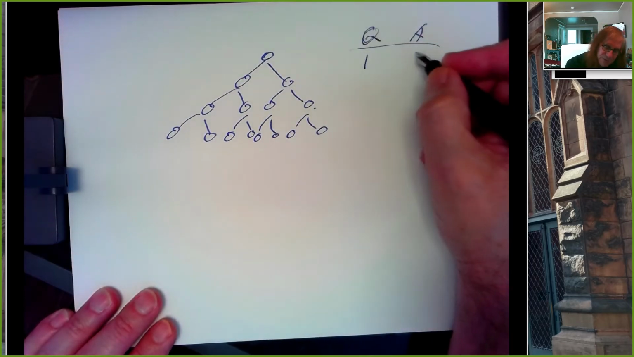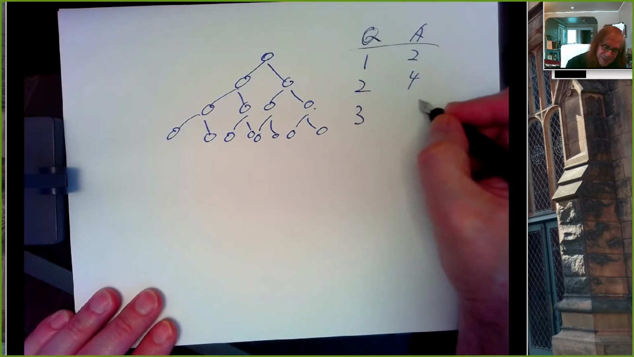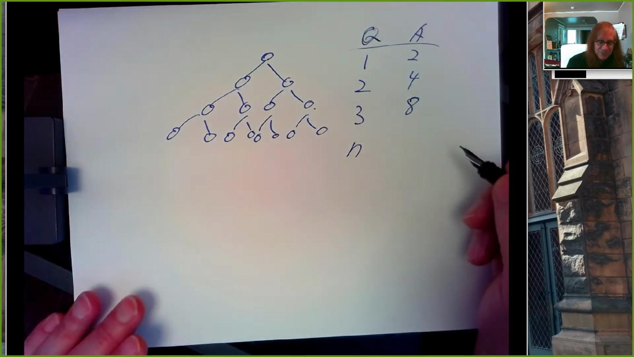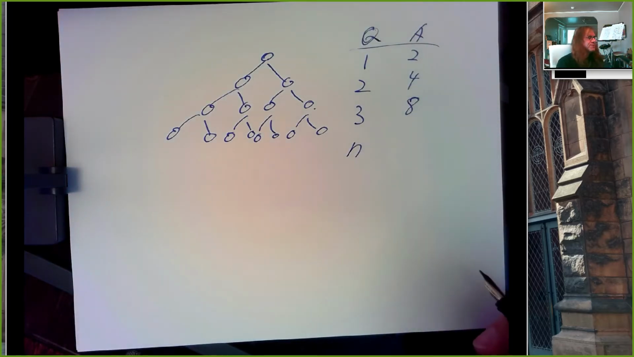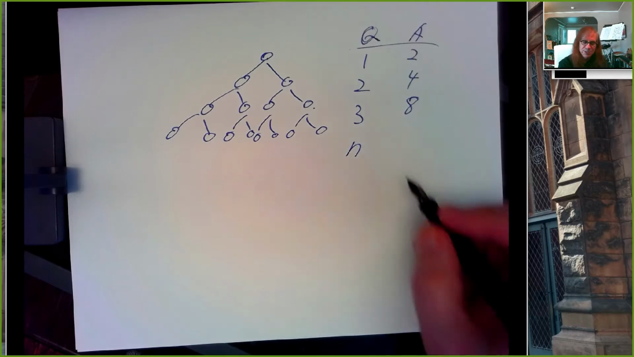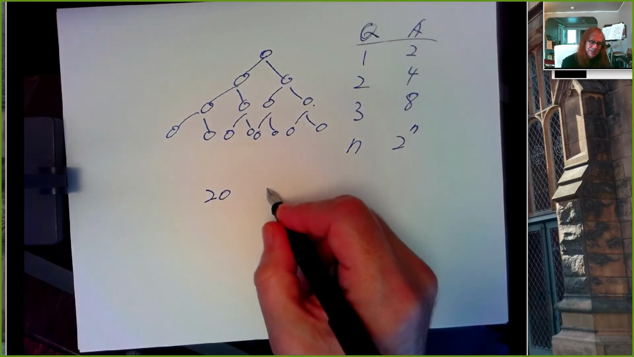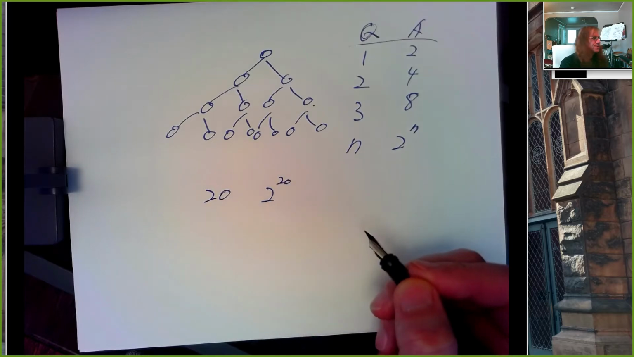So if we only ask 1 question, there's 2 possible answers. If we ask 2 questions, there's 4. If we ask 3, there's 8. If we ask n questions, how many possible answers could we differentiate between? Right, 2 to the n. So with 20 questions, how big is 2 to the 20th? Ballpark number.